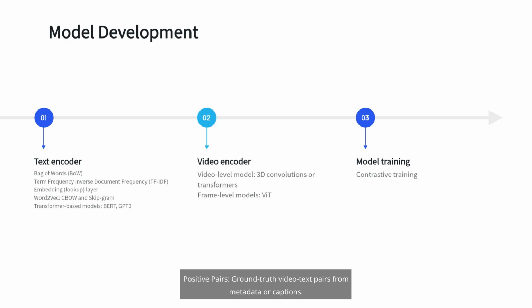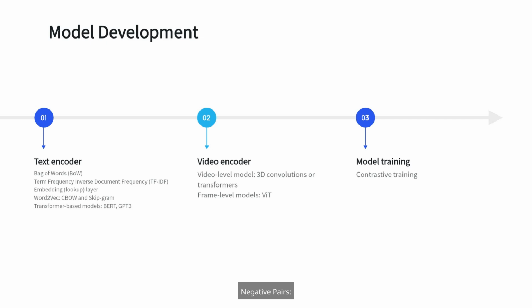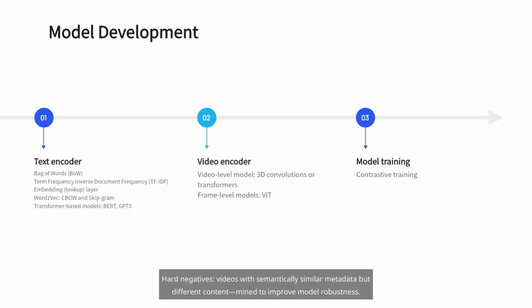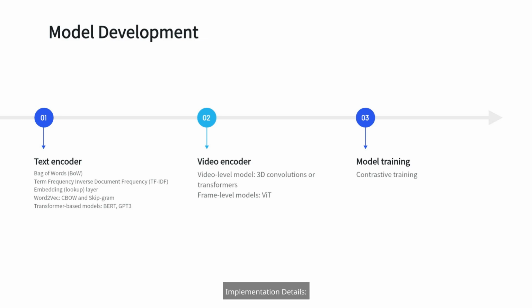Positive pairs, ground truth video-text pairs from metadata or captions. Negative pairs, in-batch negatives, other video-text pairs in the same batch. Hard negatives, videos with semantically similar metadata but different content, mined to improve model robustness.